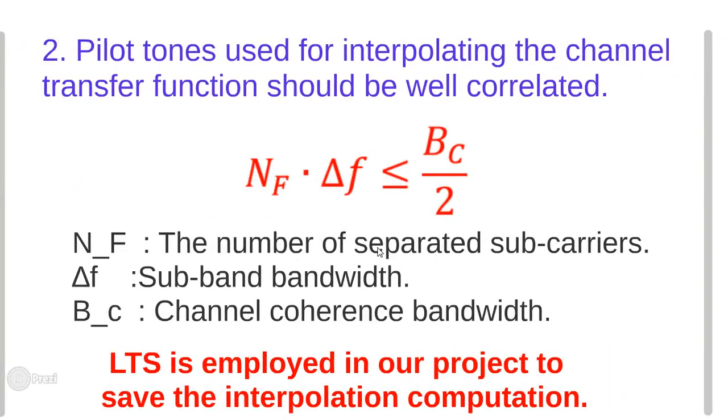The second condition we need to satisfy is that pilot tones used for interpolating the channel transfer functions should be well correlated. Basically, this condition is related to the coherence bandwidth and delay spread of the channel. It says that the subbands corresponding to successive pilot tones should be well correlated. In this project, we save the work for interpolation by inserting something called the long training sequence, in which all the samples serve as pilot tones. In this way, we may simplify the computational complexity, but on the other hand, decrease the information rate at the same time.